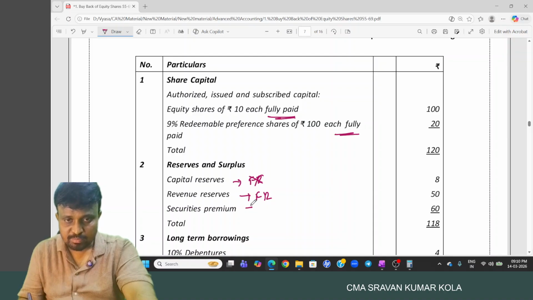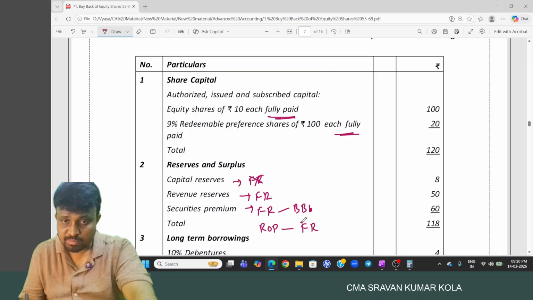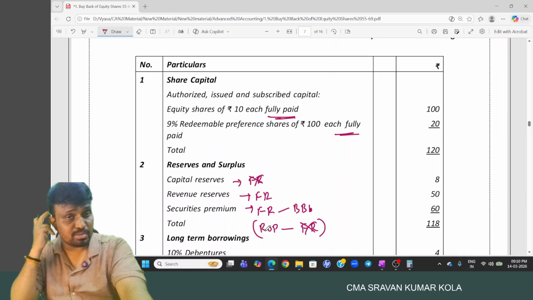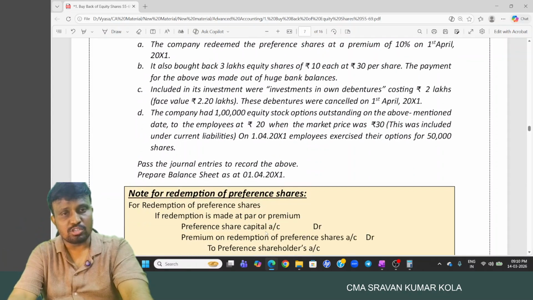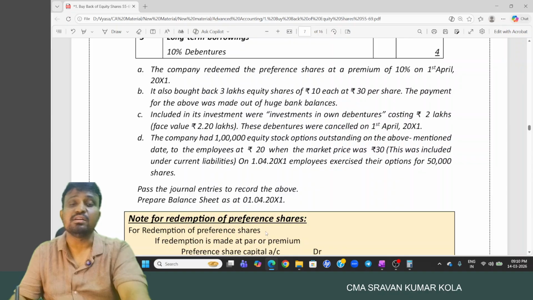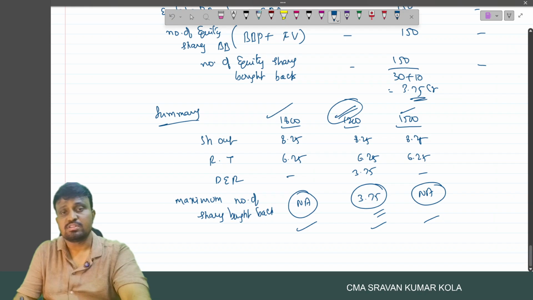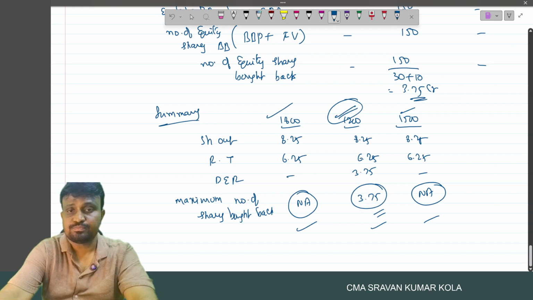Revaluation reserve is not a free reserve. That is a specific reserve as per AS 10 PPE. Securities premium is a free reserve only for the purpose of buyback. Only for the purpose of buyback. But for redemption of preference shares, securities premium is not a free reserve. Remember that point. And long-term borrowings we have. And the company redeems the preference shares, in the case of preference shares.